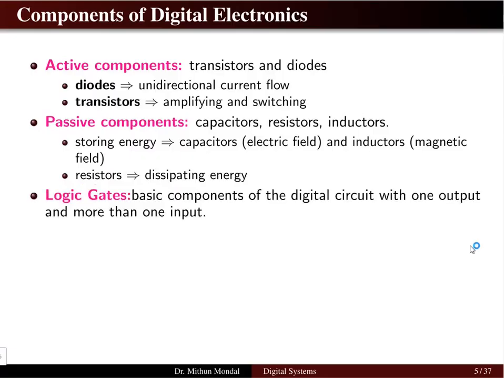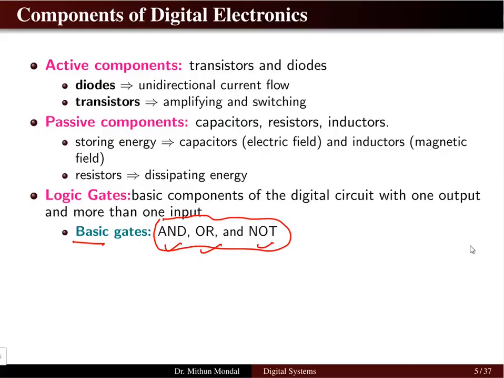The third and most important component of any digital system are the logic gates. They are the basic components of the digital circuit with one output and more than one input. The input can be more than one, but the output we get is only one. When we talk about logic gates, the basic logic gates are the AND gate, OR gate and NOT gate. These we will discuss in detail in lecture number 3 of this series.